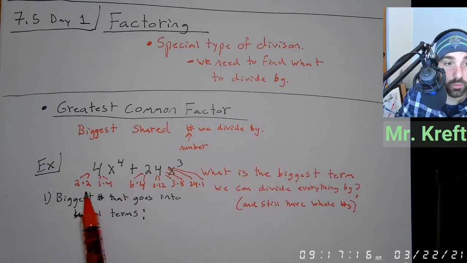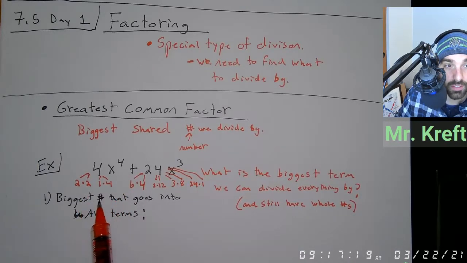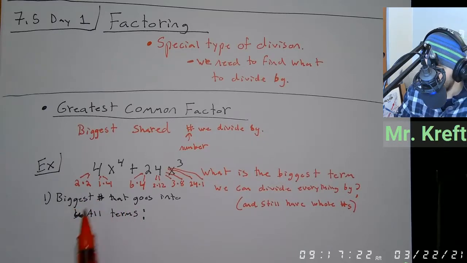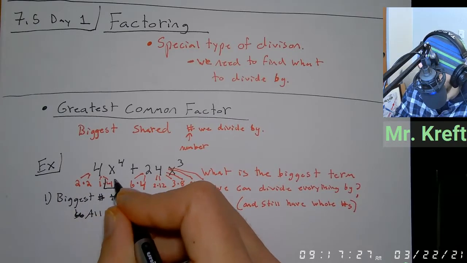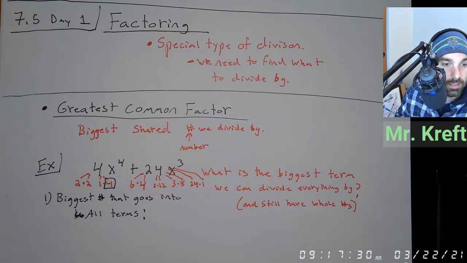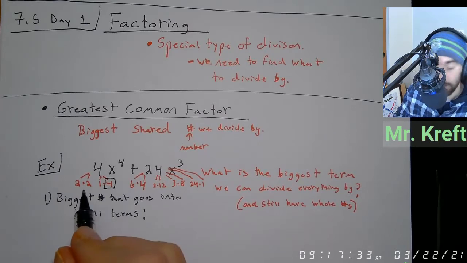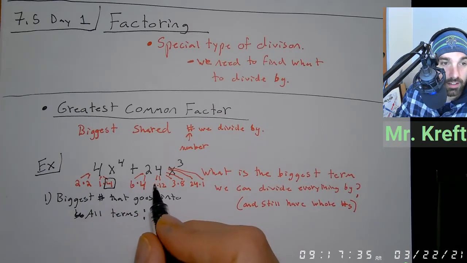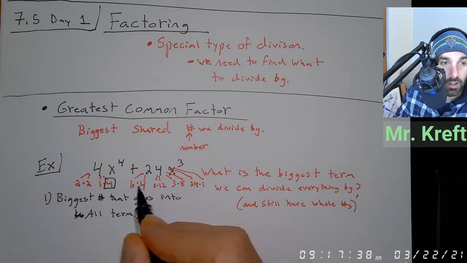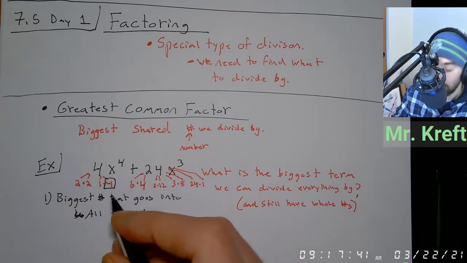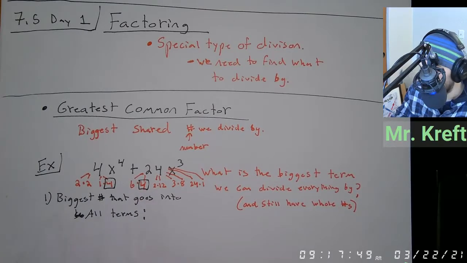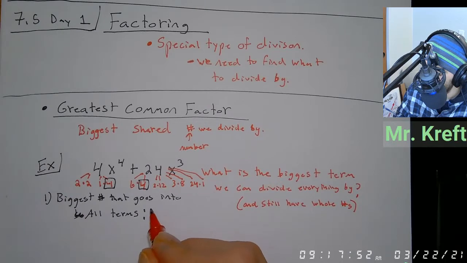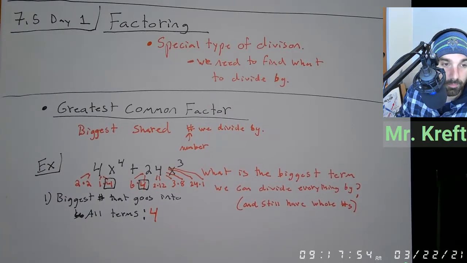So what we just did is we looked at these whole numbers. Now we want to know the biggest number that goes into all terms. I'm going to box here. What's the biggest number in this first part? The biggest number is 4. Notice how 4 is bigger than 2 and 1. And 24 might be the biggest number here, but we want it to go into all terms. So we see a 4 right here. So the biggest number that goes into all terms is 4.